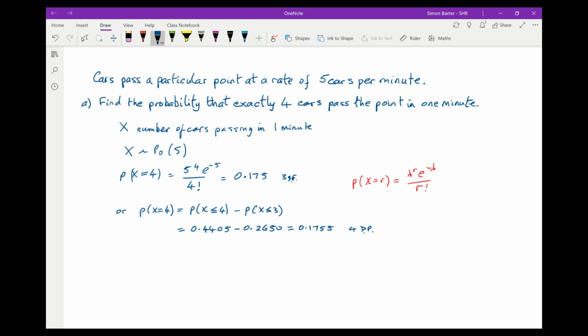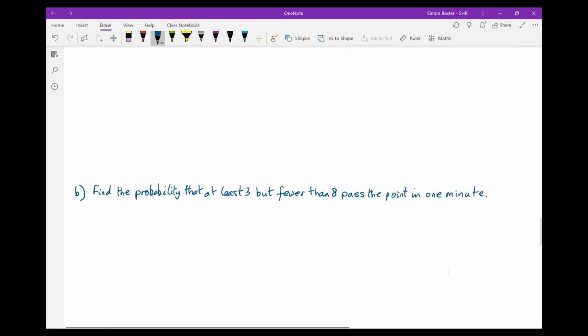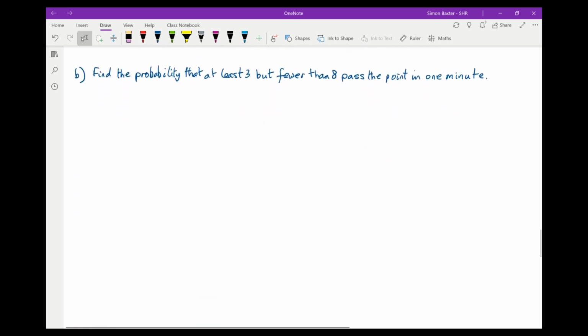Okay, let's move on a little bit. Same problem, 5 cars per minute. Find the probability that at least 3, but fewer than 8, pass the point in 1 minute. So we still have x twiddle p naught 5. We want at least 3, so we're doing the probability that x is at least 3. So it's got to be greater than or equal to 3. Let's put the 3 first: 3 less than or equal to x less than 8.